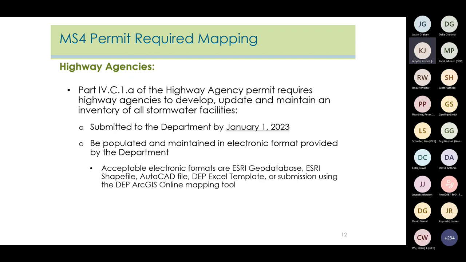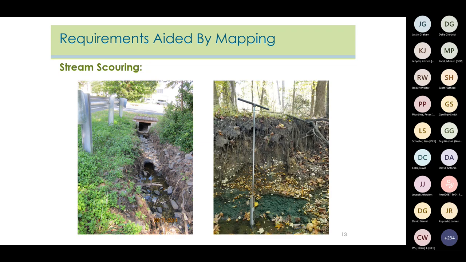To this point, we've had some decent submittal rates, and we continue to work with our permittees to help get their outfall pipe maps and stormwater facilities inventories and maps submitted. The mapping requirements weren't just added to the MS4 permits because we like to look at dots on a map. Mapping and inventorying of your stormwater facilities is crucial to conducting the required inspections and maintenance in each permit.